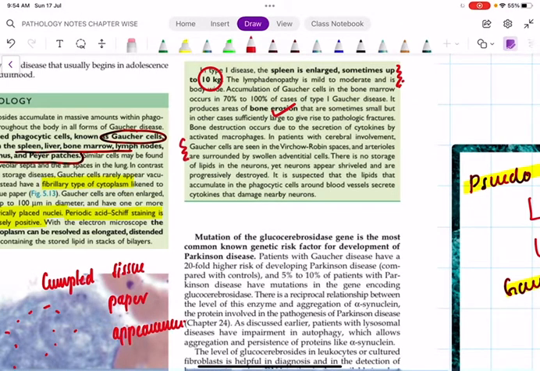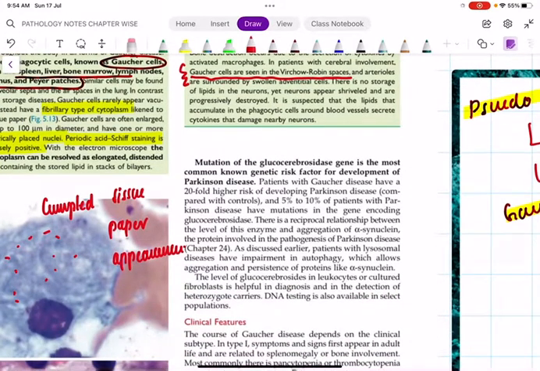And in type 2, that is the neuronopathic form, Gaucher cells are seen in the Virchow-Robin spaces. There will be neuronal swelling. And remember, the mutation of the glucocerebrosidase gene is the most common genetic risk factor for Parkinson's disease, and this has been asked in AIIMS a few years back: which of the following is the risk factor? Why? Because there is a reciprocal relationship between the level of glucocerebrosidase enzyme and aggregation of alpha-synuclein. This alpha-synuclein protein is involved in the pathogenesis of Parkinson's disease.